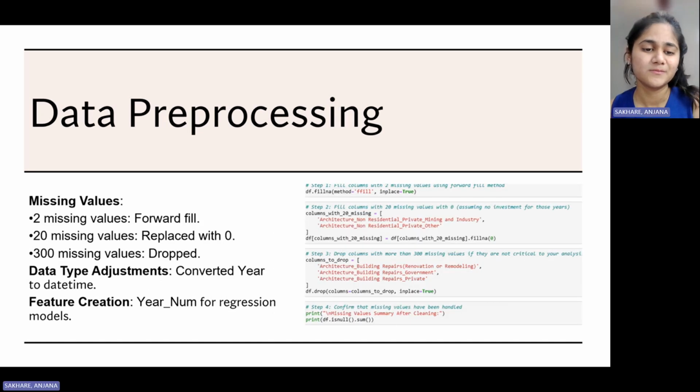Coming to the data pre-processing, some missing values were found in the pre-processing of the data. So these were handled through forward filling with some gaps filled with zero, and the rows containing large missing data were omitted. Here I appended additional features to the regression models, for example the year number, and modified data types to improve the analysis. Through this process, the dataset was ready for proper modeling and analysis as well.